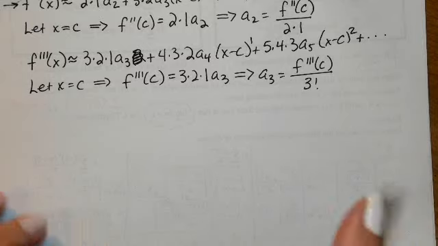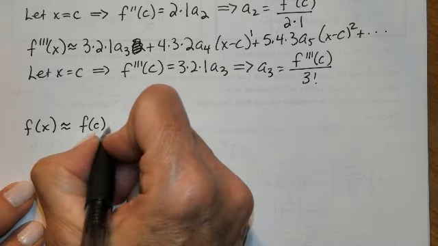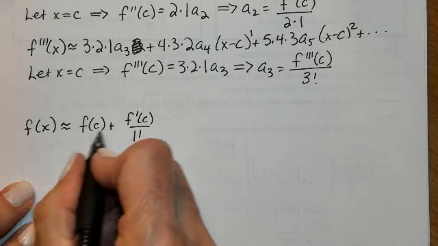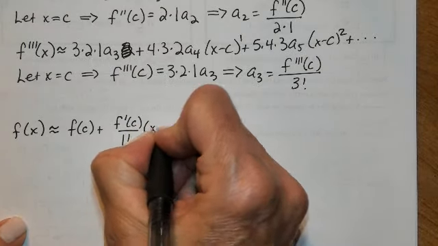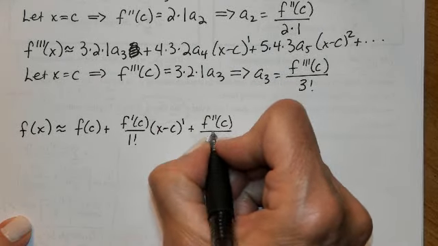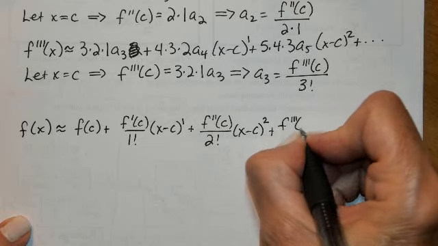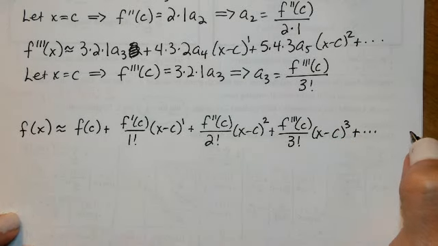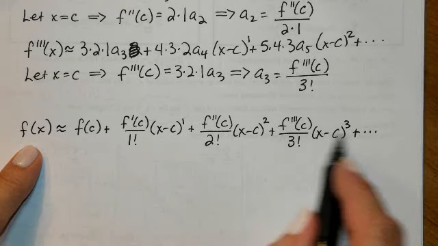So, f of x is f of c plus f prime of c divided by 1 factorial, and you can write this divided by 0 factorial if you like. And we can't forget our x minus c up here. So x minus c to the first, plus the second derivative at c divided by 2 factorial times x minus c squared, plus the third derivative of f at c divided by 3 factorial times x minus c cubed, plus dot dot dot. This works for any function, any function. And that's just amazing.